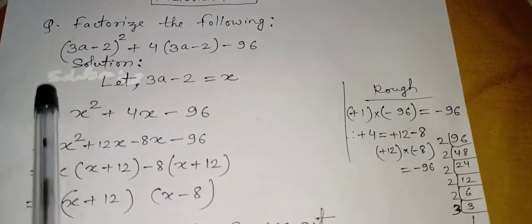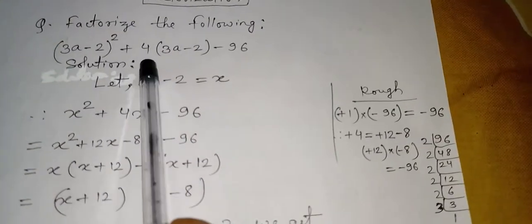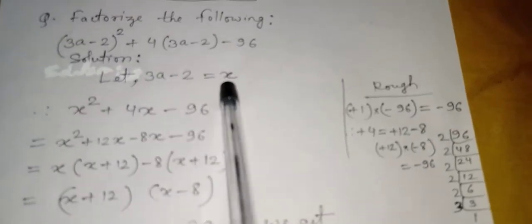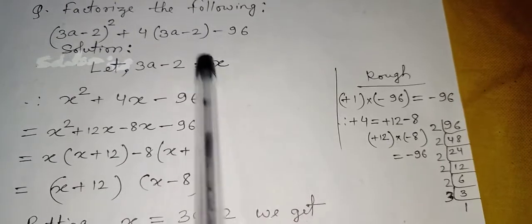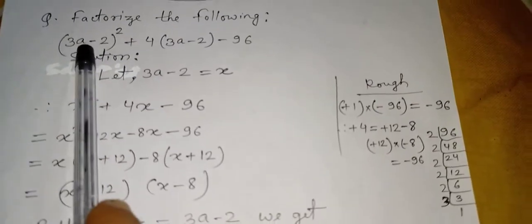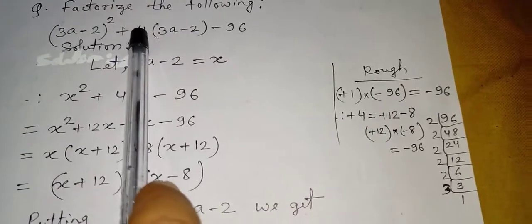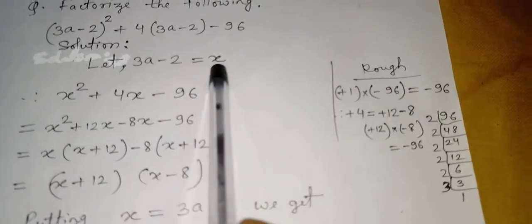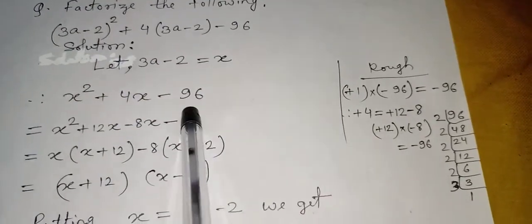So what is the technique, children? You can see this bracket and this bracket are the same. So in the solution, let 3a minus 2 equal to x. By writing that, this 3a minus 2 and this 3a minus 2 will become x. So now our result will be x square plus 4 into x, because 3a minus 2 is x. So now it is 4x, and minus 96.